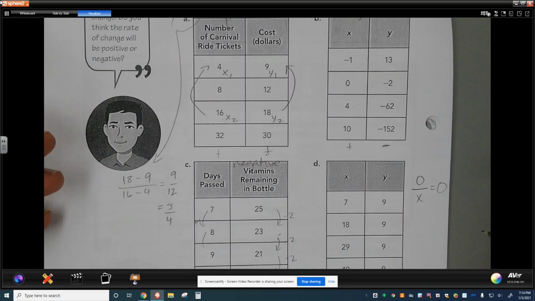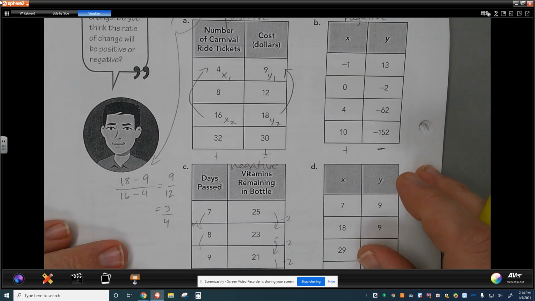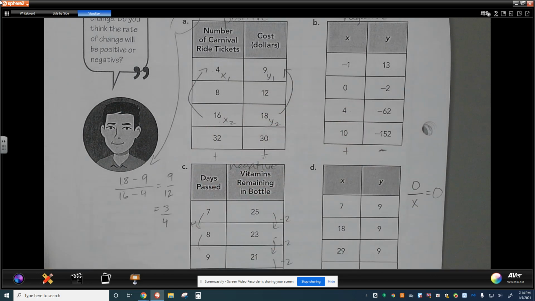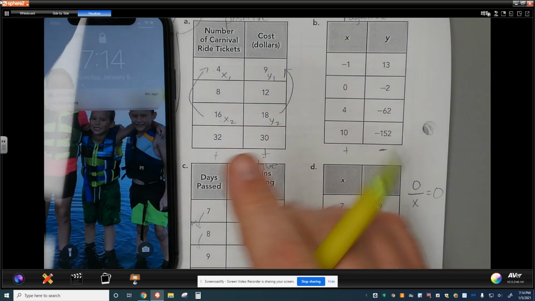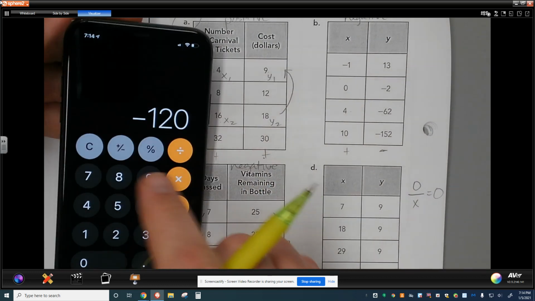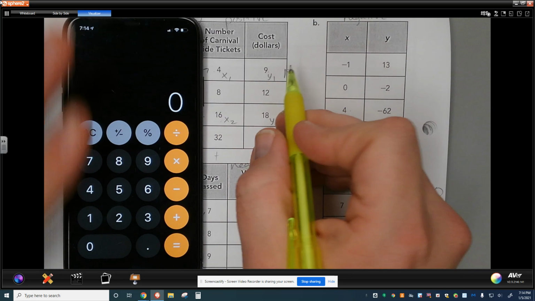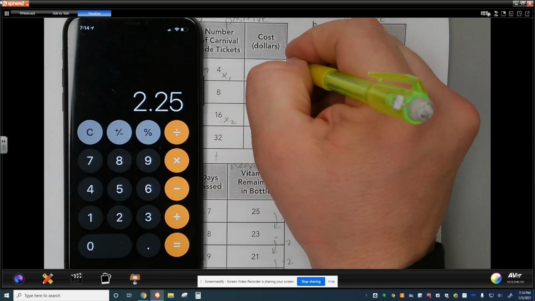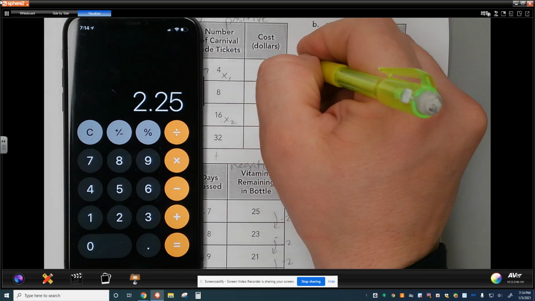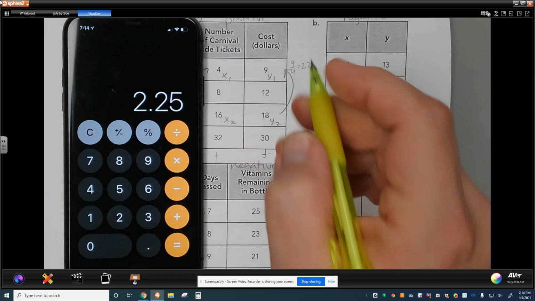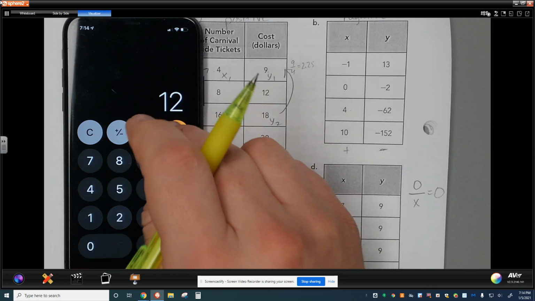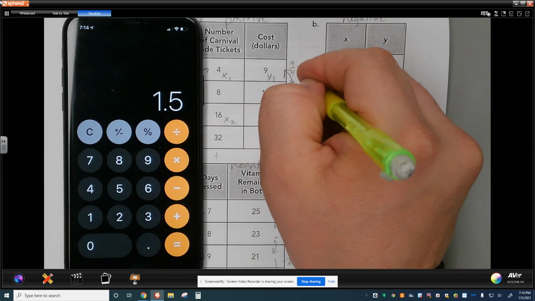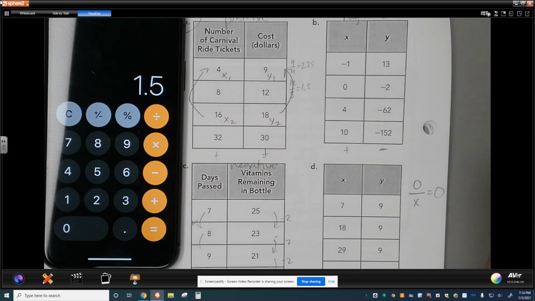Proportionality has to have not only a constant rate, but it also has to have y divided by x equal all the way through. It's the same rate all the way through. So what I need to come up with is this. I'm going to check and see 9 divided by 4 is equal to 9/4, which is 2 25/100. And then I have 12 divided by 8, which is equal to 1 5/10. This is not proportional.